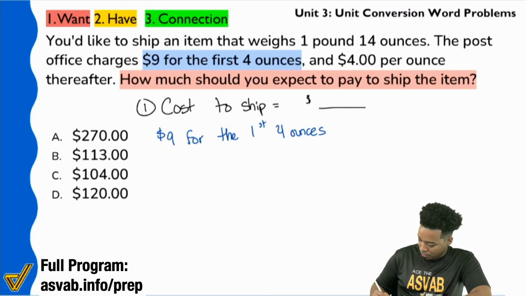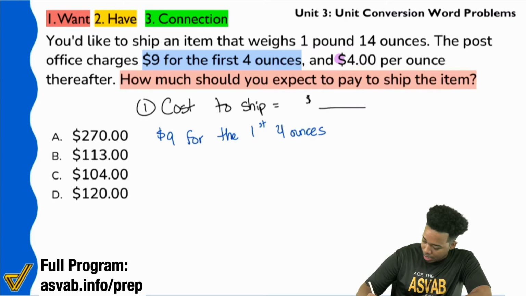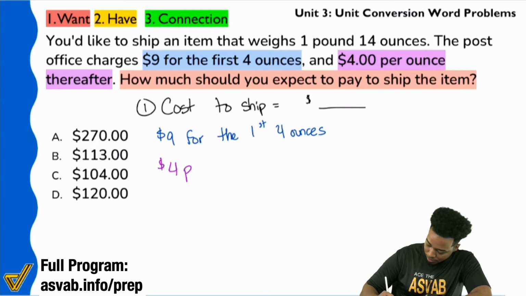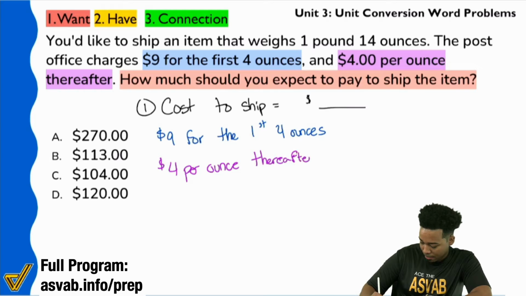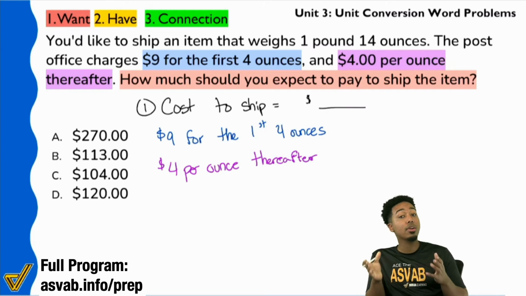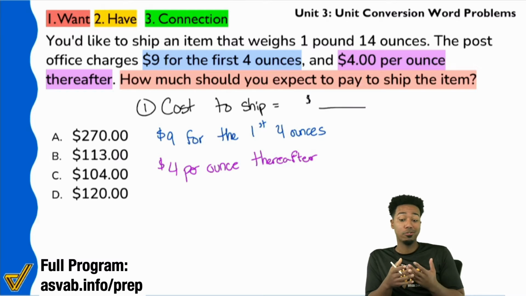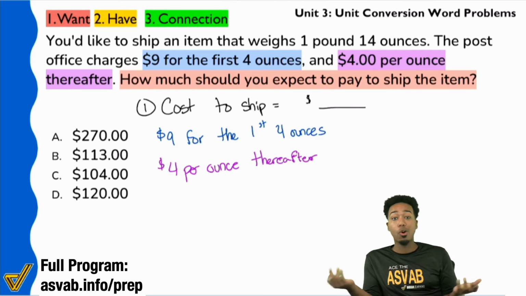And then it says over here, I'll use purple, and $4 per ounce thereafter. Okay, so then $4 per ounce thereafter. So after the first 4 ounces, that's what that means. So we have to be very careful about how we structure this because if you don't do this correctly, you're going to get the wrong answer.